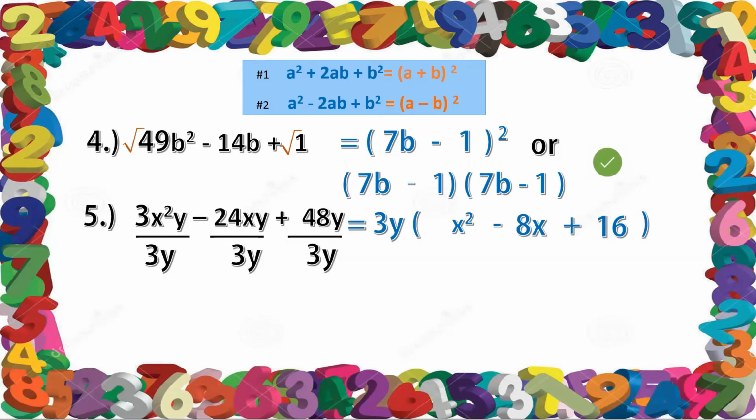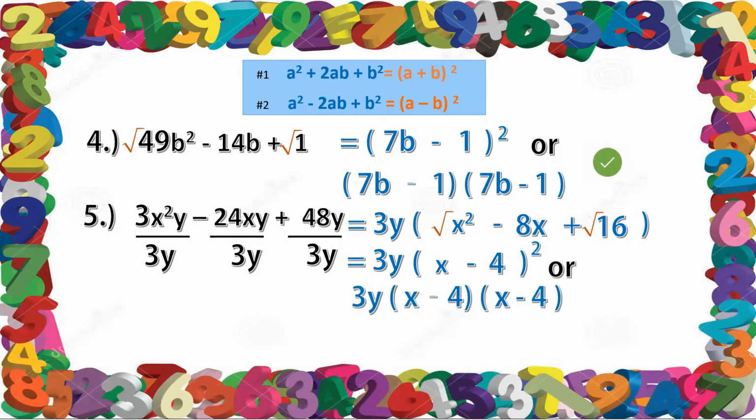Our second factor is a PST, or a perfect square trinomial. So let's factor it again. Remember the pattern. Copy 3y as our first factor from the original expression. Then quantity, the square root of x squared is x. Nice. The square root of 16 is 4. Very good. Then put square. Perfectly done. Or we can have 3y, quantity x minus 4, quantity x minus 4.